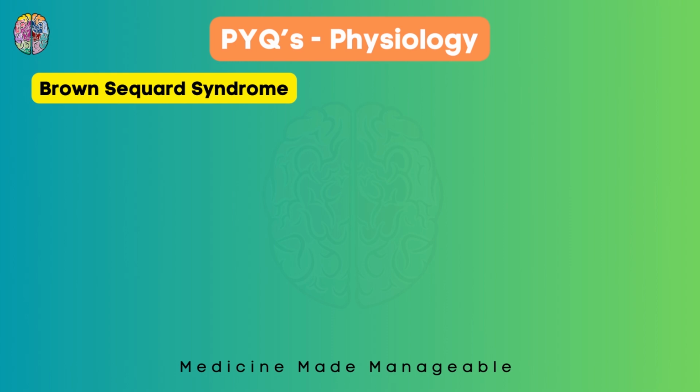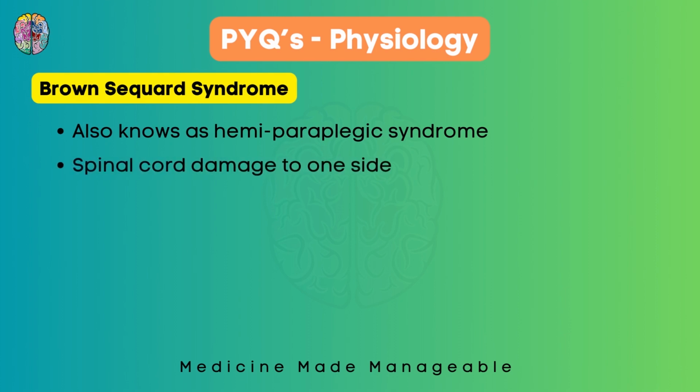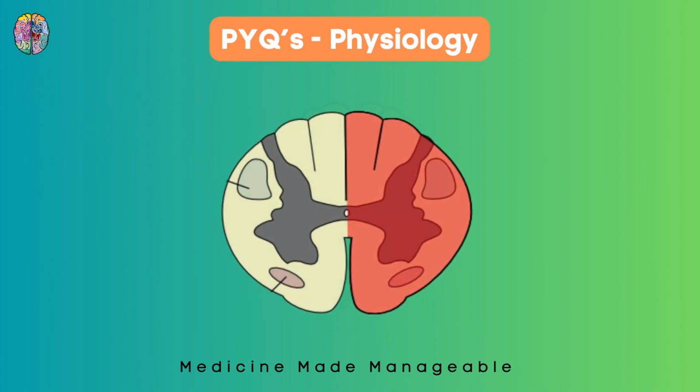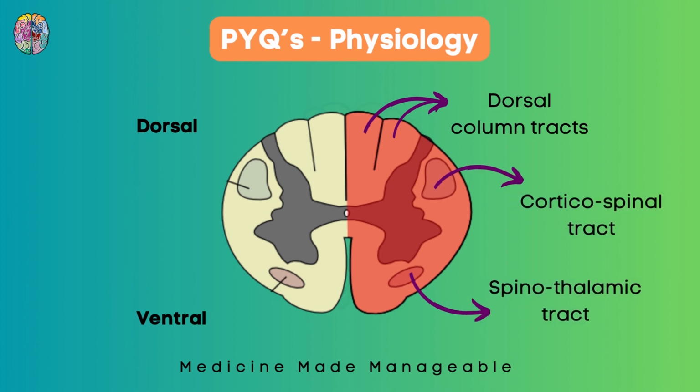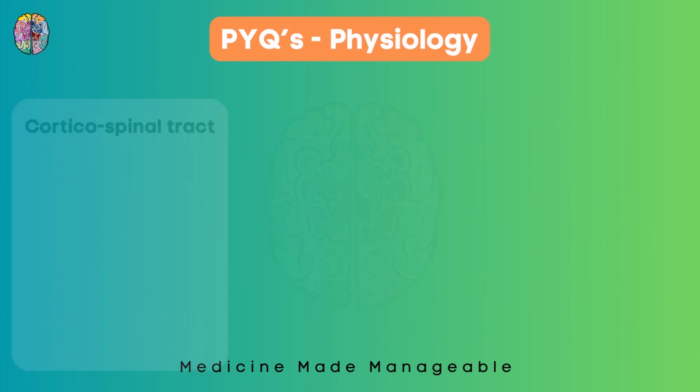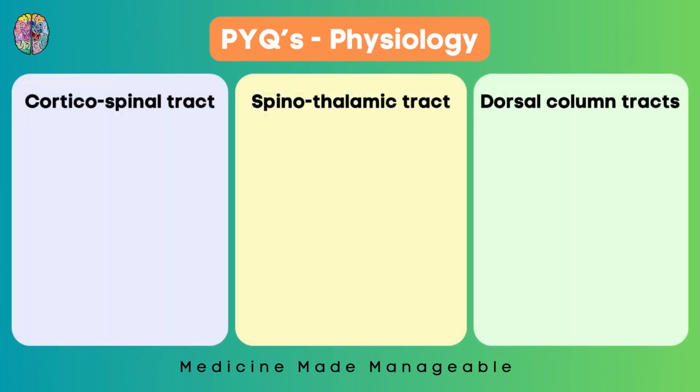Right now, I'm just going to focus on the main points. So what is this syndrome? It is also known as the hemiparaplegic syndrome, where half of the spinal cord is damaged. So as you can see in this image, half of the spinal cord is damaged. So this is the dorsal side and this is the ventral. So the dorsal column tracts of one side are damaged along with corticospinal tract and spinothalamic tract. It is because of these three tracts being damaged that we will see the symptoms. Now let's quickly revise what are the things that are carried by these tracts.